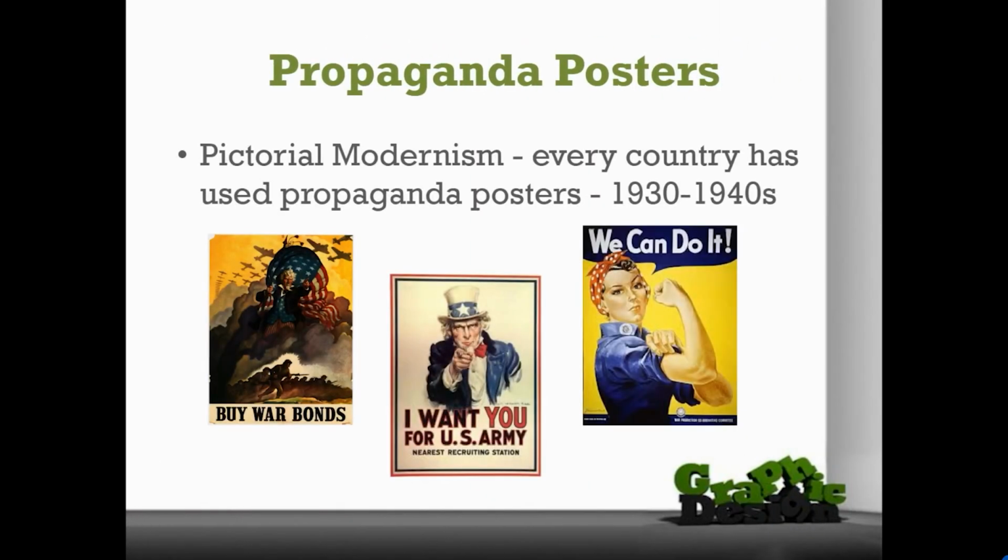So propaganda posters, they came about with the World War II. Every country has used propaganda posters in one way or another. And so we started out with the buy the war bonds. We needed those kind of things to be able to help fund the war. They needed ammunition, they needed tanks, they needed airplanes, they needed guns, they needed all kinds of different stuff like that. And of course, Uncle Sam, hopefully you guys have learned about this in your history, Uncle Sam posters, the I want you for the U.S. Army. So it wasn't just men that they were looking for, they were also looking for women they needed at the time.